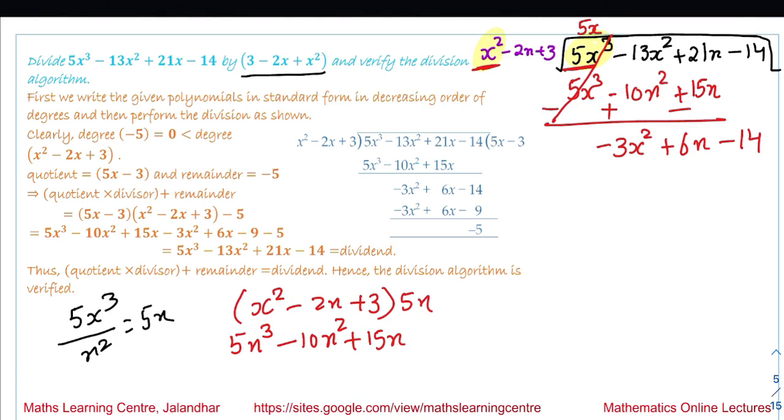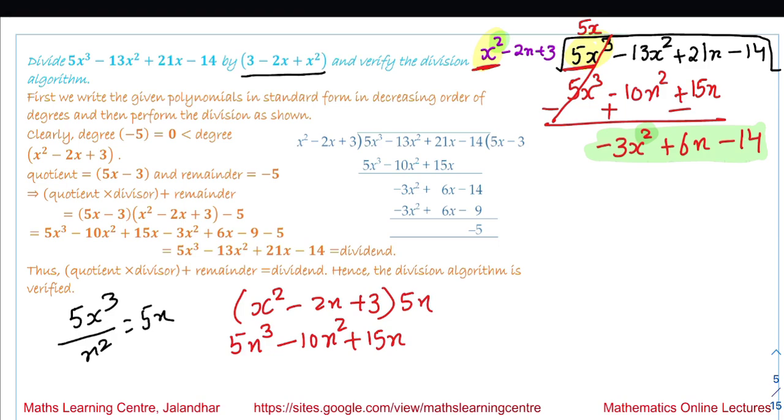Now up to this term we are saying the degree of this term is 2, degree is 2. So it means we have to solve further, because the degree of this remainder should be less than the degree of the dividend we are talking about.